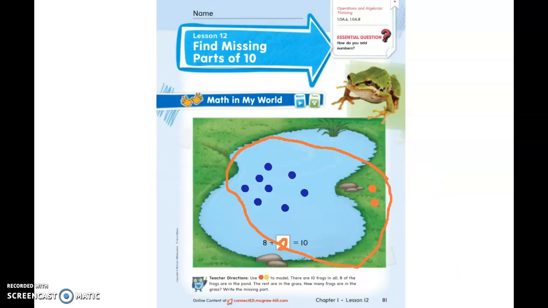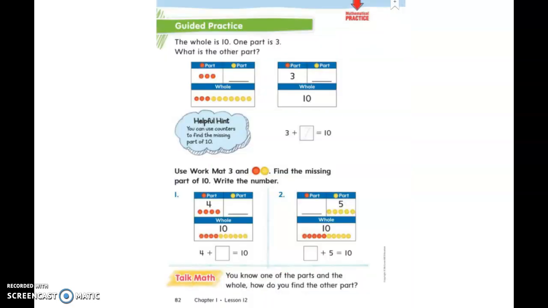Okay, now if we flip the page, we are going to do some practice together. We're going to pick apart our questions and try and find our whole. Well, they gave us our whole already, so now we just have to find our missing part. So in our first question up here, it says the whole is 10. Let's look here. Here's our whole. Is that 10? Let's count them together. 1, 2, 3, 4, 5, 6, 7, 8, 9, 10. Okay, so we do have 10 counters. They gave us that part. There's our whole. 10. Here's our 10.